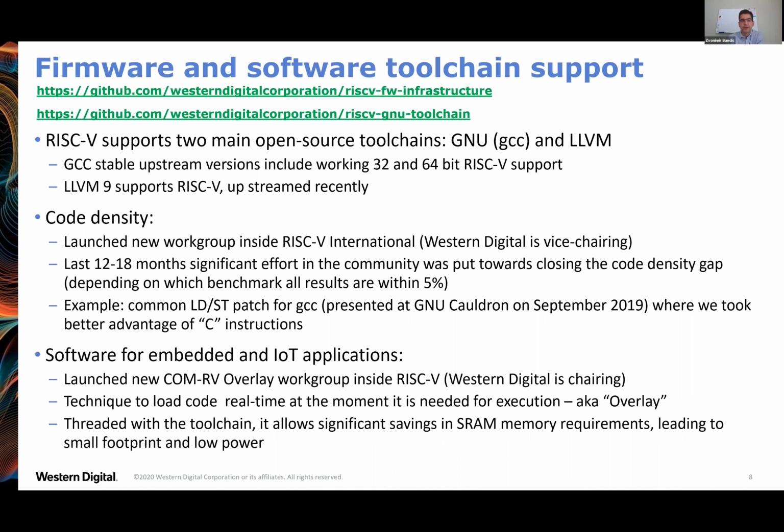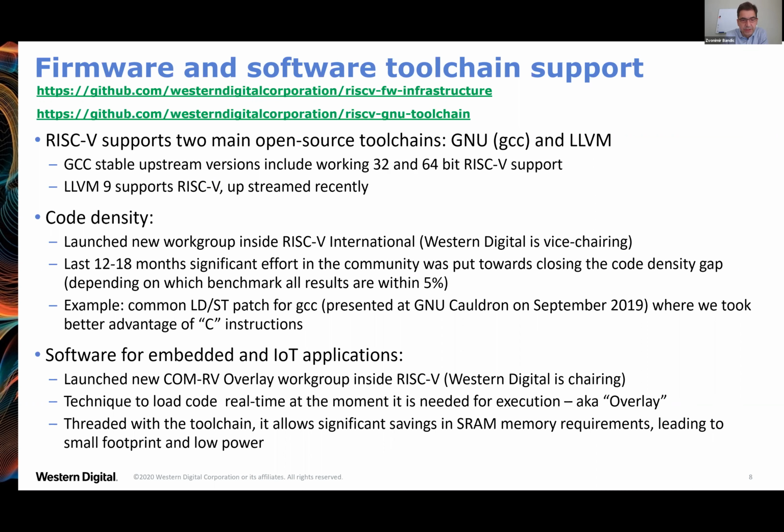On code density issues, we have launched a new workgroup inside RISC-V. Western Digital is vice-chairing this group. A lot of effort has been put into this, and I can say that in the last 12 months, significant effort in the community has been done, and RISC-V code density is now in parity with other commercial cores. You can basically say within 5%, and in some cases actually better. We worked hard on this, and for example, Western Digital presented this at GNU Cauldron last year. We did a common load-store patch for GCC where we took advantage of compressed instructions.